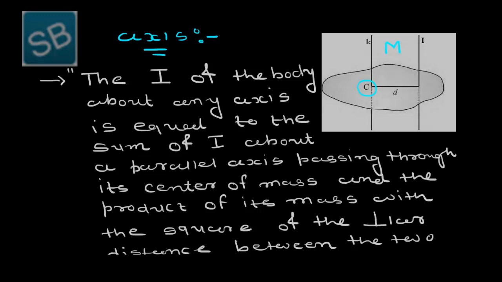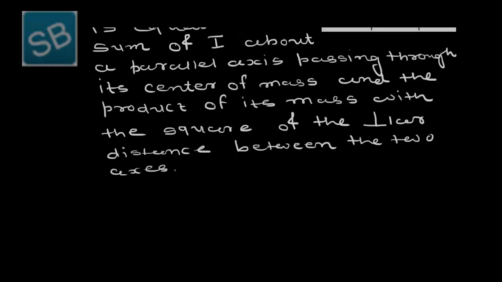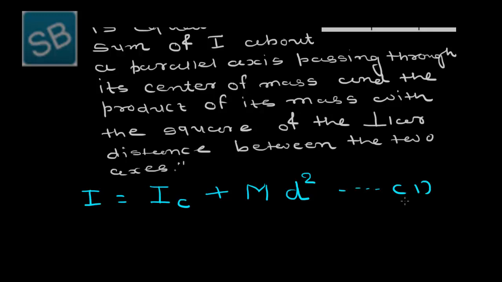And now according to this law, I can write down one mathematical statement: the total moment of inertia, that means I, is equal to the moment of inertia along the parallel axis plus the product of the mass, that means capital M, and the square of the perpendicular distance between them. Here the perpendicular distance is D and its square is D square. So this is the mathematical expression for the theorem of parallel axis.